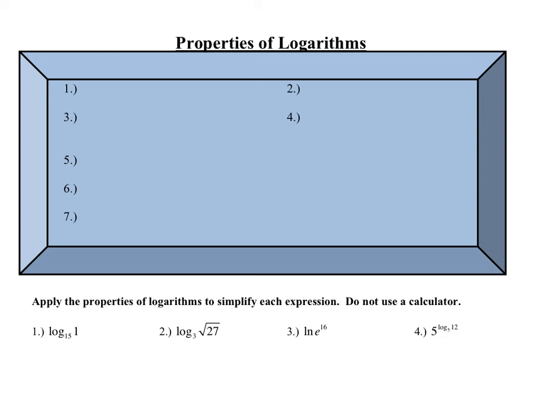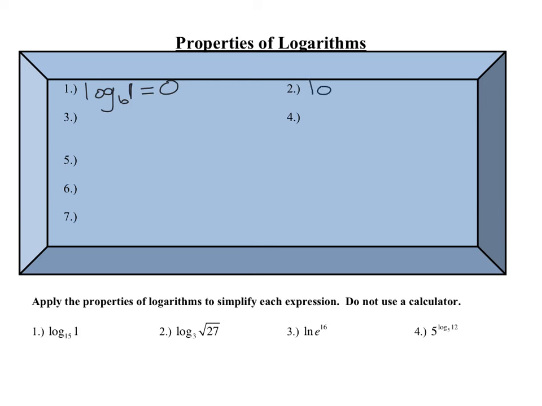In this lesson, we're going to work through the properties of logarithms. There are a couple of properties, some that we've already reviewed and some that we have not. For the first one, it's log base b of 1, and it doesn't matter what the base is, that is equal to 0. Whatever the base is, if you're taking the log of 1, then it's just 0.